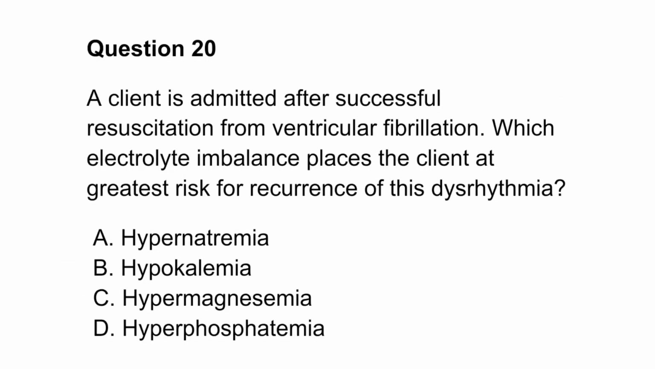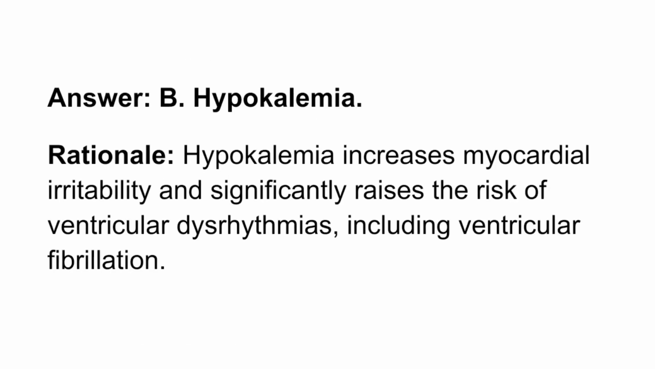Question 20. A client is admitted after successful resuscitation from ventricular fibrillation. Which electrolyte imbalance places the client at greatest risk for recurrence of this dysrhythmia? A. Hypernatremia. B. Hypokalemia. C. Hypermagnesemia. D. Hyperphosphatemia. Answer: B.